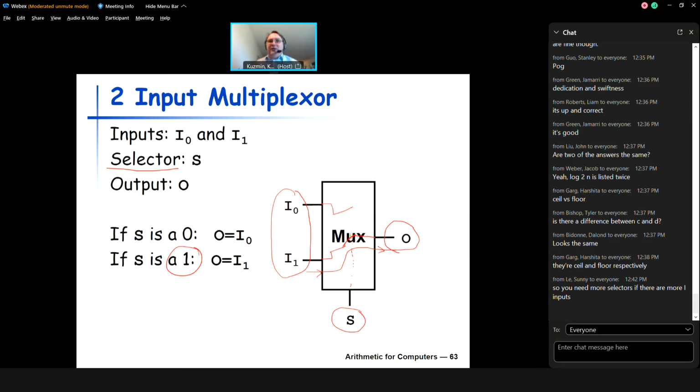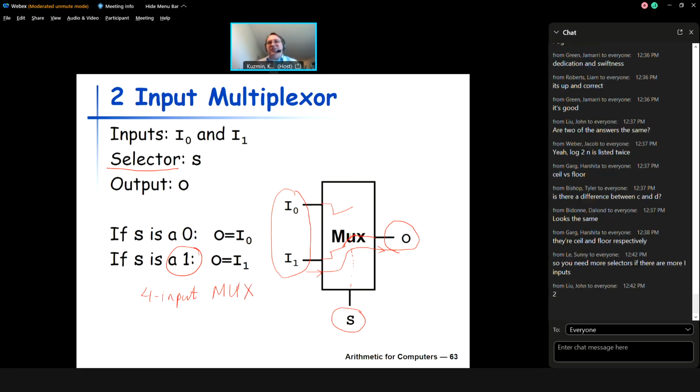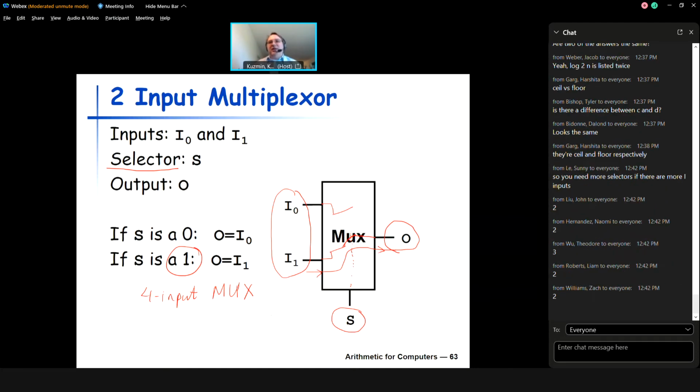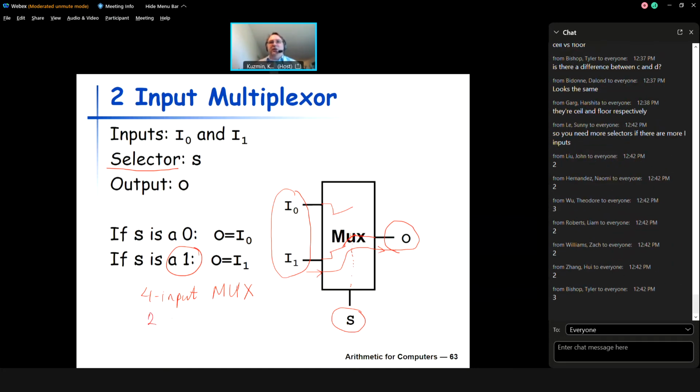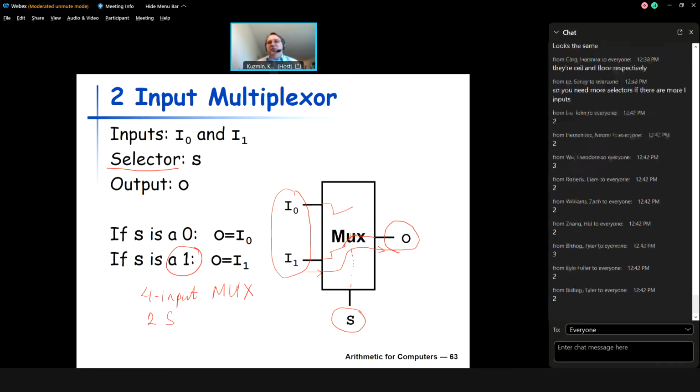So can someone tell me, if we have a 4-input multiplexer, and multiplexer is often abbreviated as MUX, then how many input signals for the selector do we need to have? 2, exactly. So it will be 2 S signals, like S0, S1.